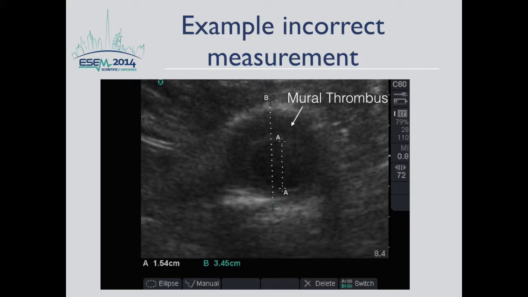This is an example of the importance of measuring outer wall to outer wall, because a mural thrombus or a plaque in the lumen may underestimate the size of the abdominal aortic aneurysm. As you can see, the true size of the aneurysm is 3.4 centimeters. But if you only measure inner wall to inner wall, you will estimate that the abdominal aorta measures only 1.5 centimeters.